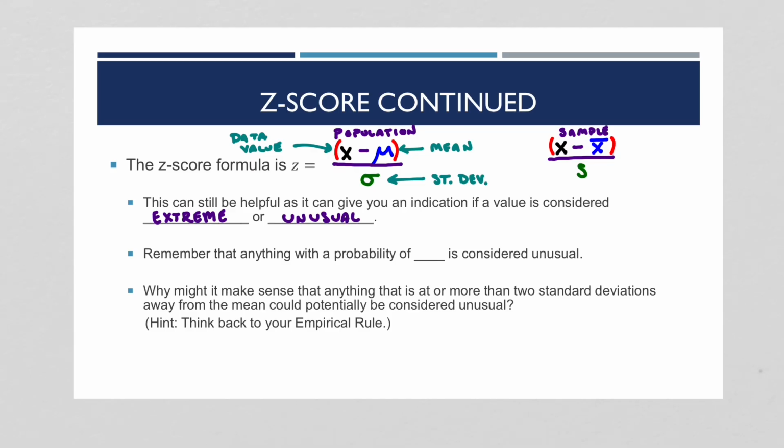So please remember that anything with a probability of 5% or less is considered unusual, and we're going to see this pop up again later in chapters 6, 7, 8, and 9. I'm not going to go into too much detail about it now, but feel free to gold star this, because I know this will come up later on.